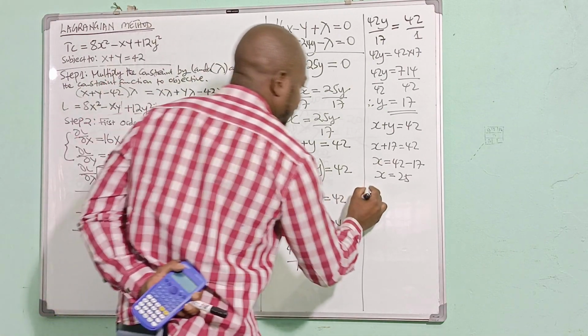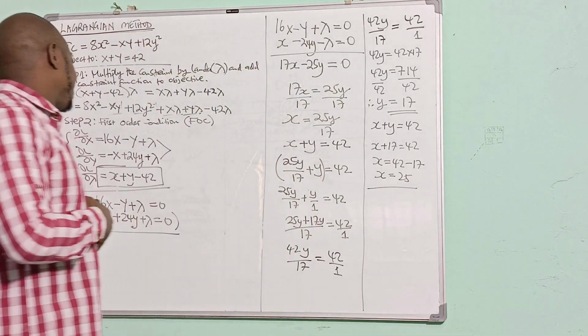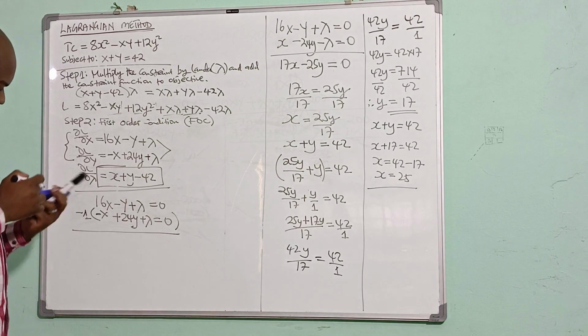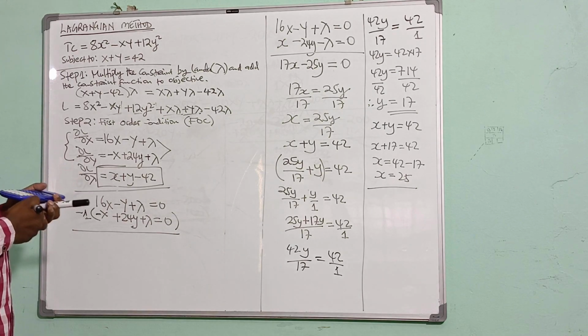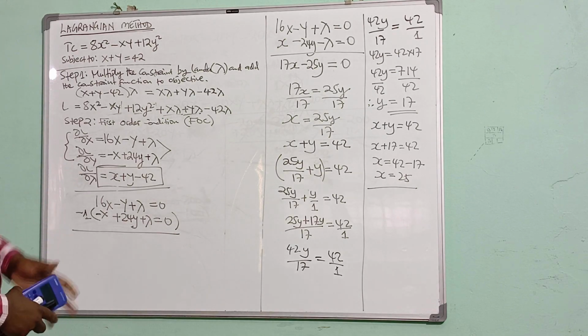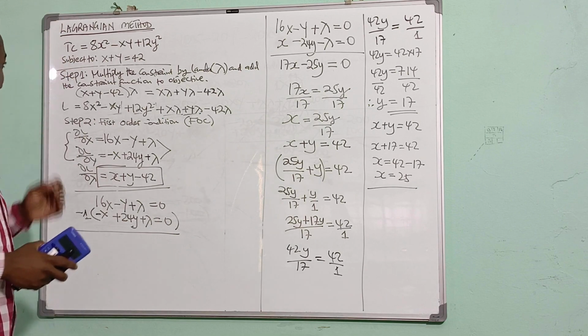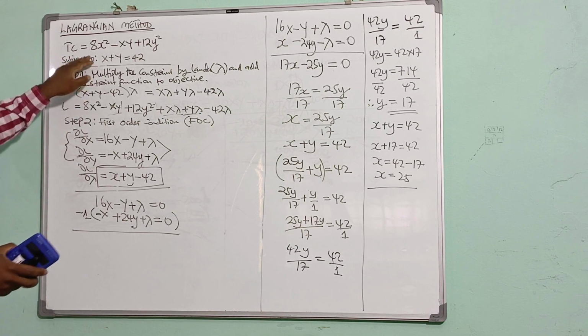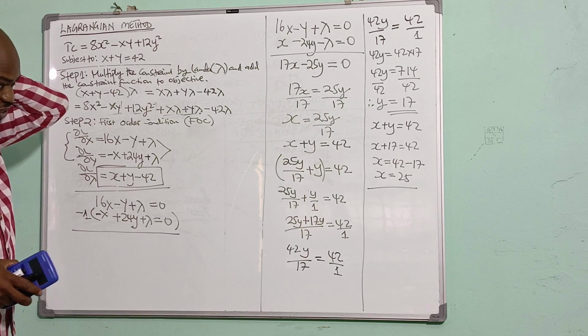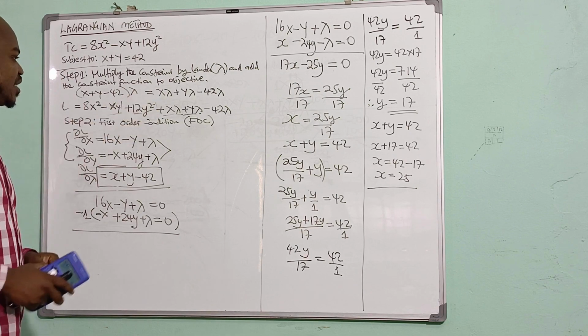Okay, so these are the units that should be produced to minimize the total cost that we have here. The total cost function is that. So these are the units that minimize the total cost.